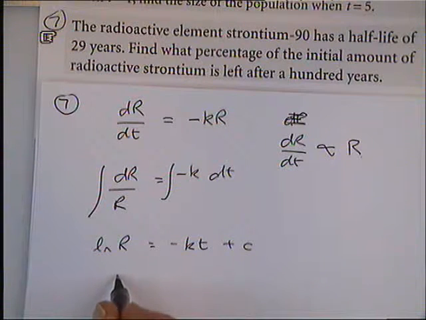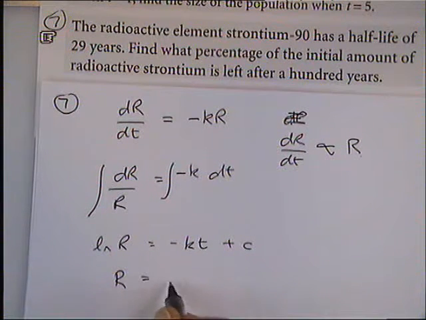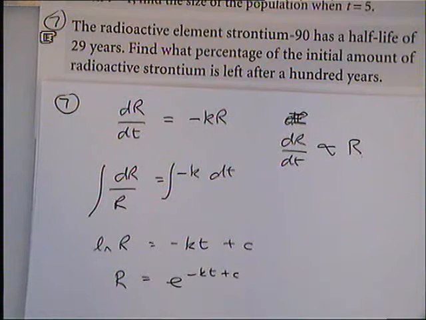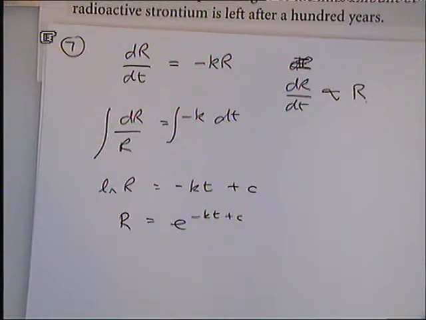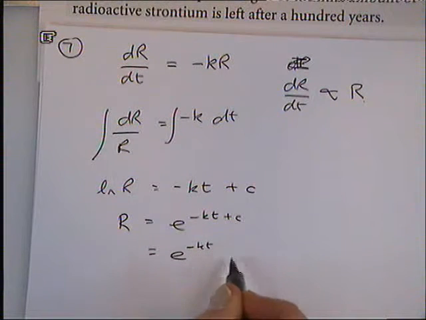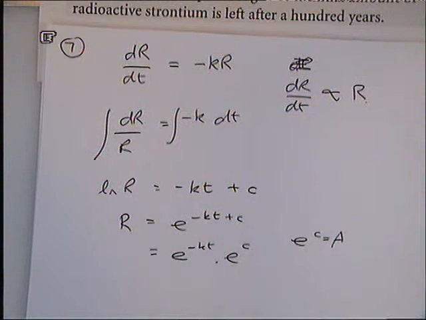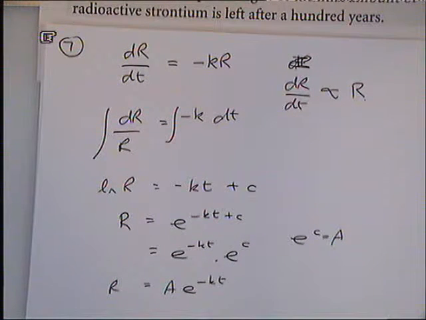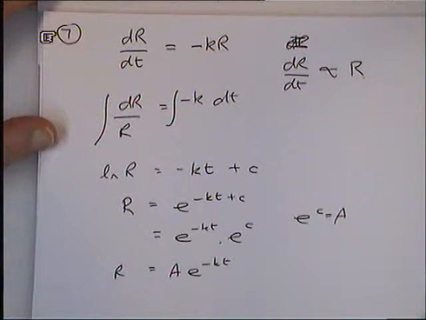Right, we want r, anti-log it like last time. Use the same trick as last time. If you want to, you can think of that like that. We can let e to the c be equal to A, so I can rewrite that like that. That is basically a repeat of the question from last time. Right, now we need to do some substituting in.